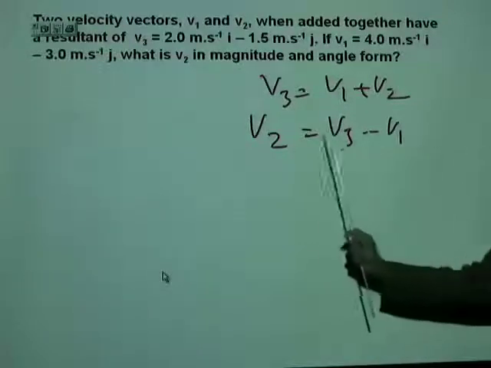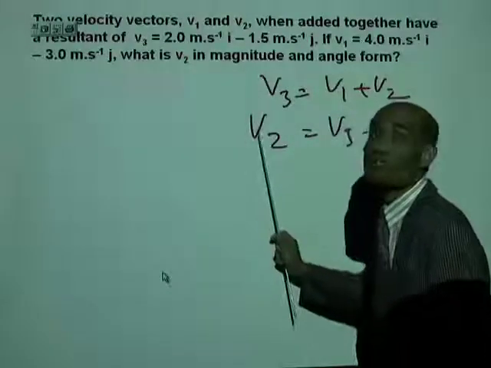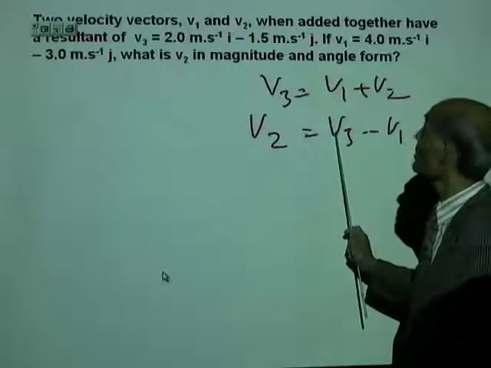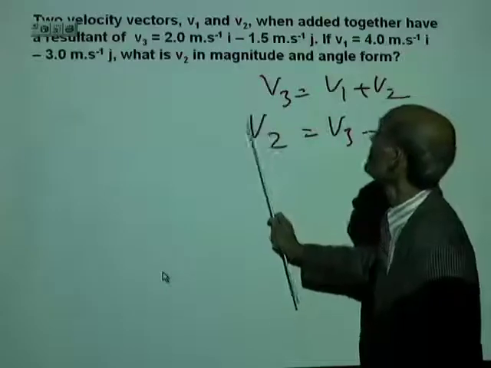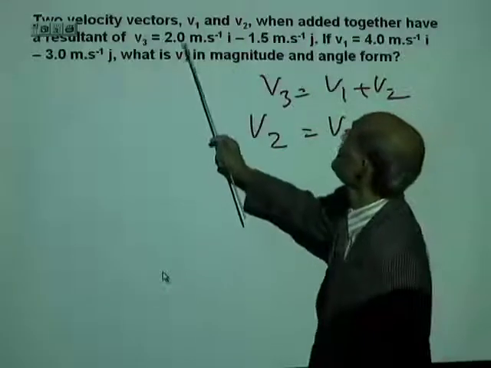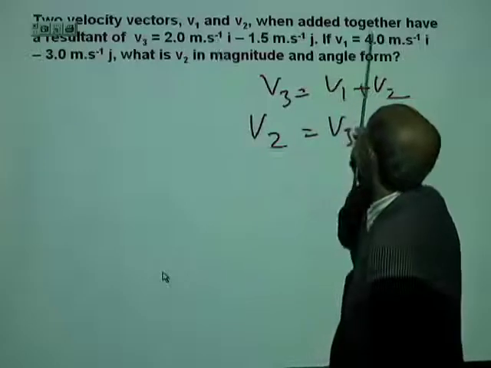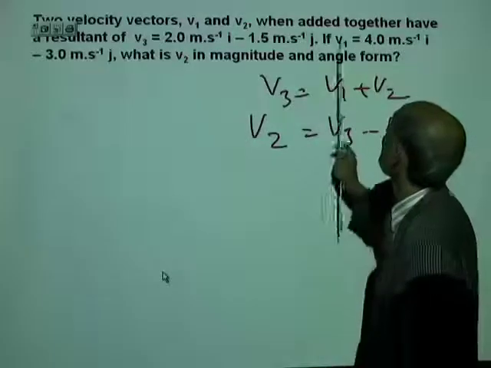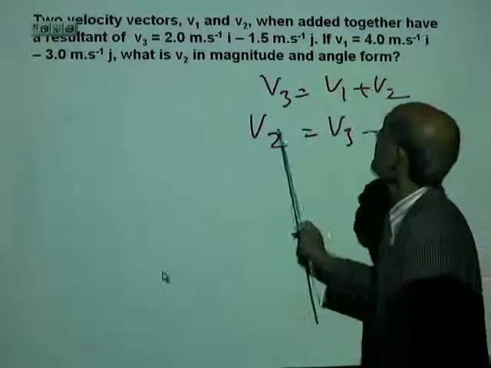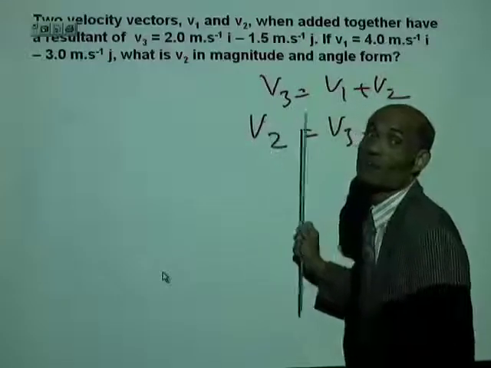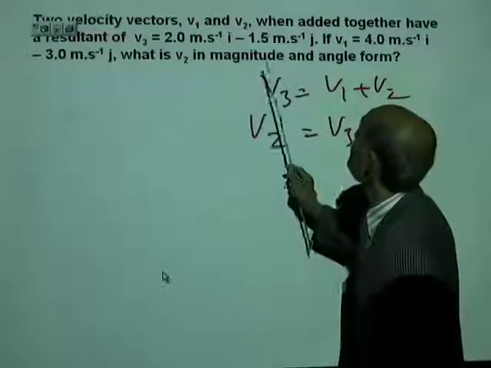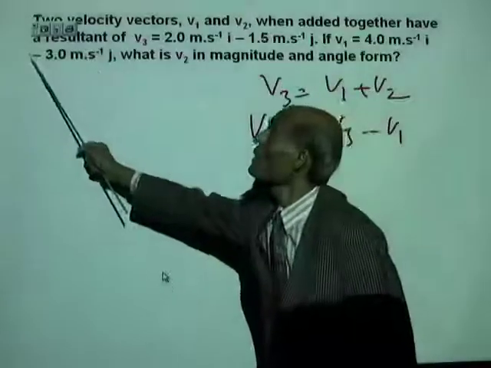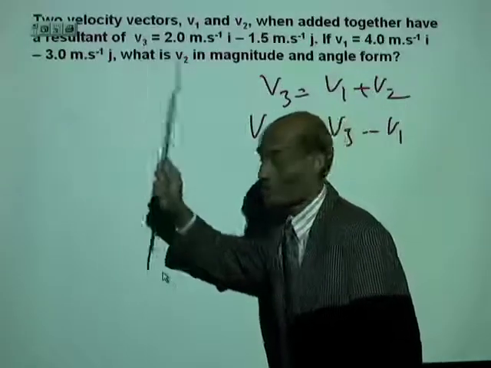That means you can obtain the x component of v2 by subtracting the x component of v1 from the x component of v3. In other words, the x component of v2 will be 2 meter per second i minus 4 meter per second i. This is the x component of v3, subtract the x component of v1, and that will give you the x component of v2. And the y component of v2 will be the y component of v3 minus the y component of v1. Alright, let's do that.